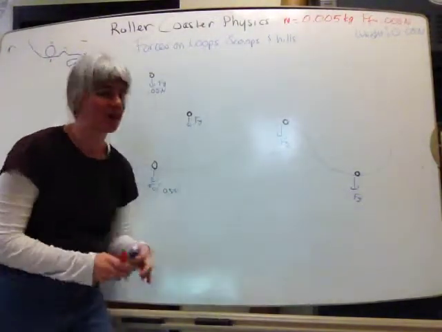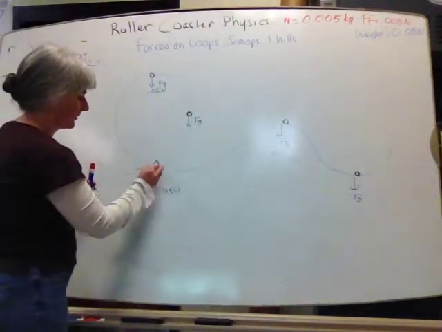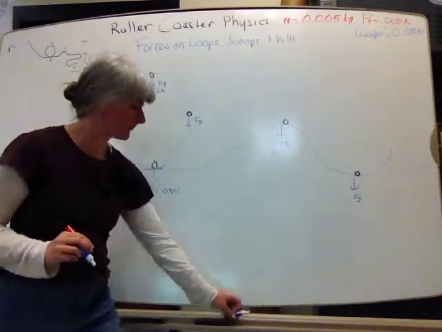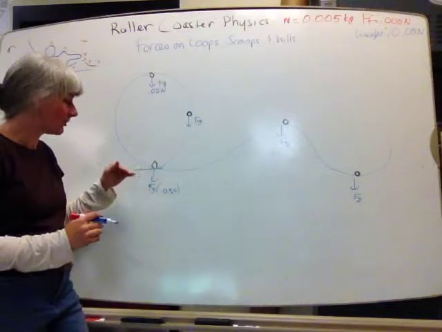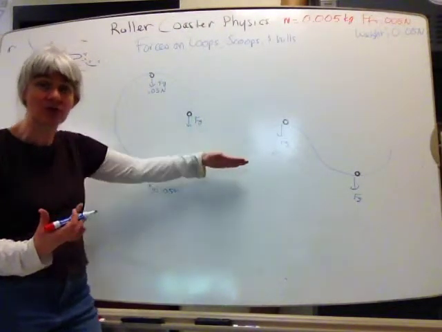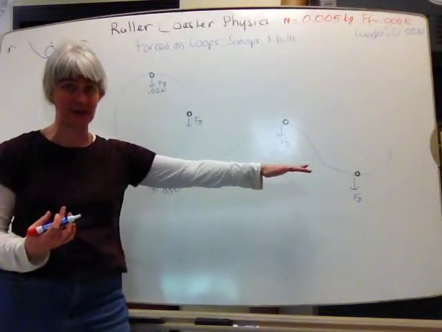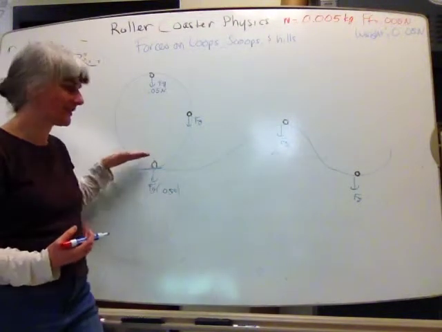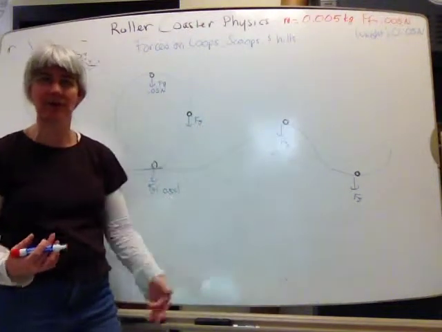So I'm going to change my picture here so that my loop is pretty much flat to make life easier for myself. You should do that too. At the bottom of the loop, an object, the marble, in motion would like to remain in motion in a straight line, so it wants to go straight. Gravity is actually pulling it down. And if I just left it there, it would go in a curve downward because gravity is pulling it down.